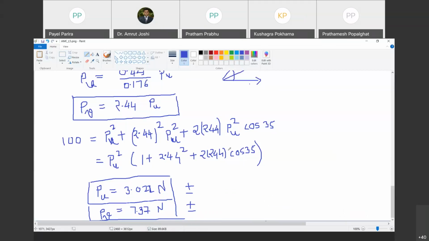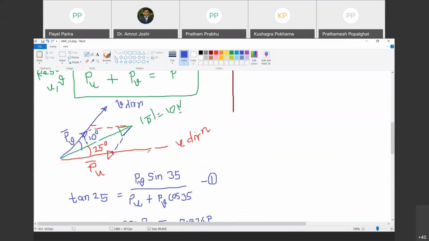Are you able to understand the question? Yes, sir. Now look, if I say that PU is negative, that means PU will be in this direction, and PV also negative means it will be in this direction. So no way it can add up to P bar. Do you agree with me?